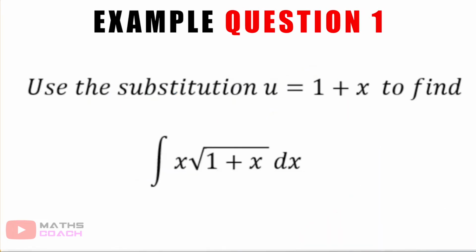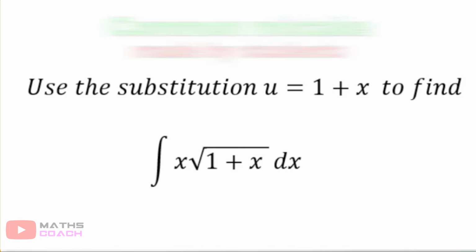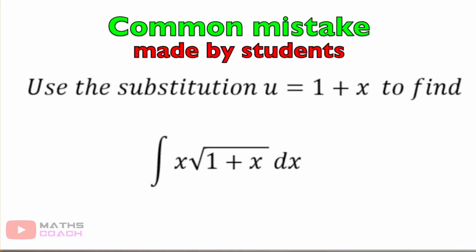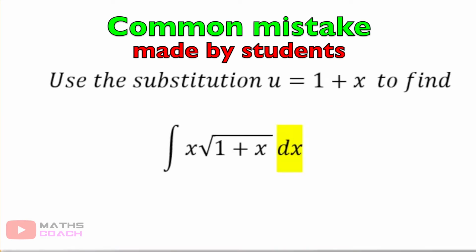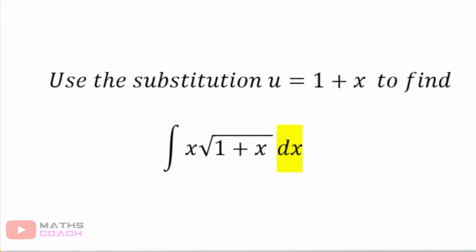Use the substitution u equals 1 plus x to find the integration of x root of 1 plus x with respect to x. Now it's quite obvious that the substitution 1 plus x is already embedded in part of the question. You can see that underneath the square root. However, before I put pen to paper, what I want to do is discuss the common mistakes made, and that is the notion of the dx. And the assumption is dx and du are exactly the same.